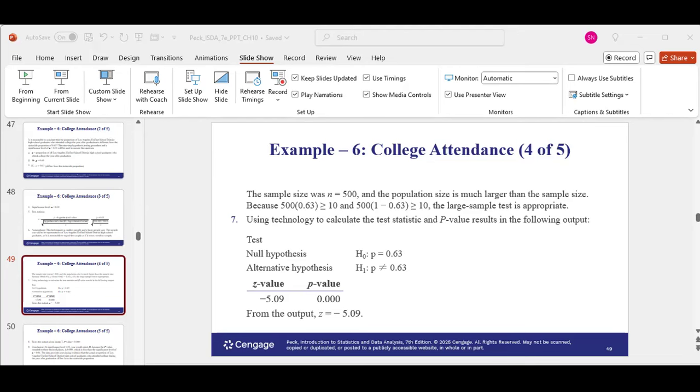Since this is a two-tailed test, the p-value, or probability of obtaining a test statistic at least as extreme as minus 1.38 or plus 1.38, is twice the area. That is important because of the two-tailed test. Twice the area to the left of minus 1.38. So the p-value will be equal to 2 times the area to the left of minus 1.38.